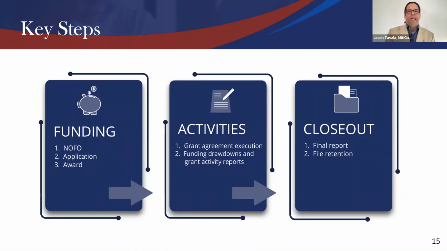And then the last key step is your closeout. This includes the final report, including your summary activity narrative from the grant period. And remember that file retention is required to be able to respond to oversight lookbacks. So if someone needs to review 2019 or 2020, for example.